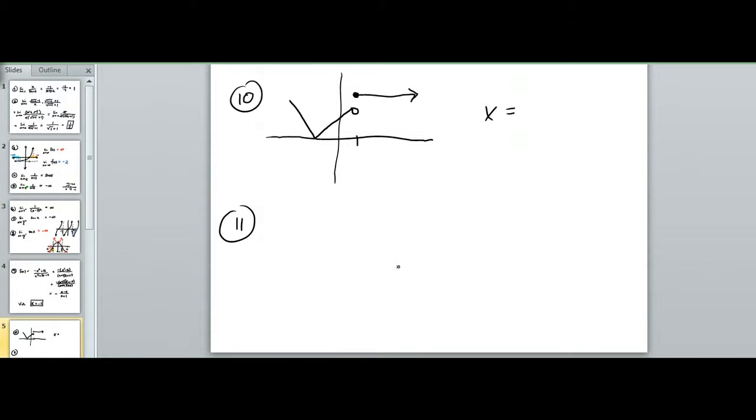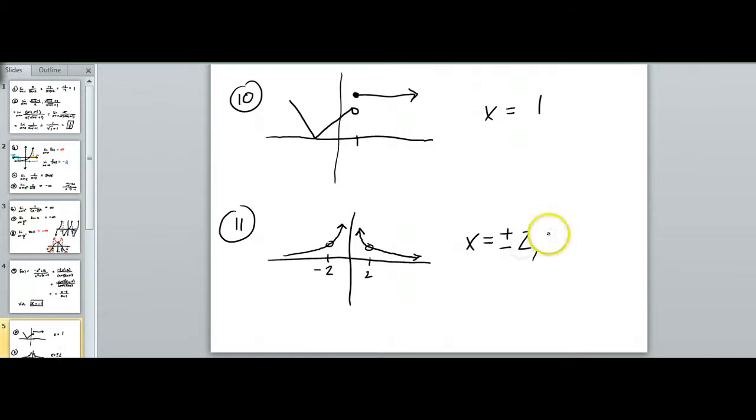Alright, same idea on 11. You got a graph that looks like this. On both sides of the y-axis, we head towards positive infinities. We make our way to 0, and then we have holes here and here at negative 2 and positive 2. Alright, so here there should be 1. Here the discontinuities take place when x is positive and negative 2, and then at 0.